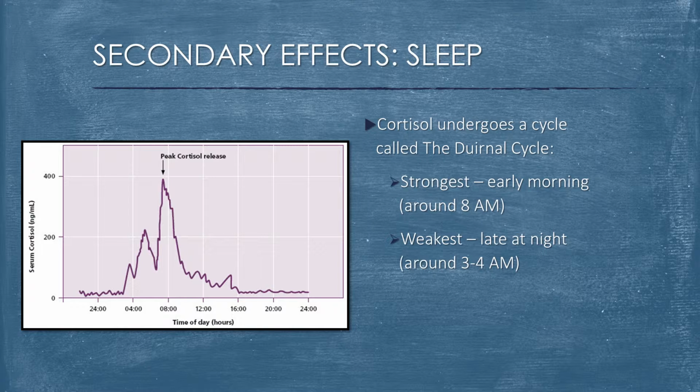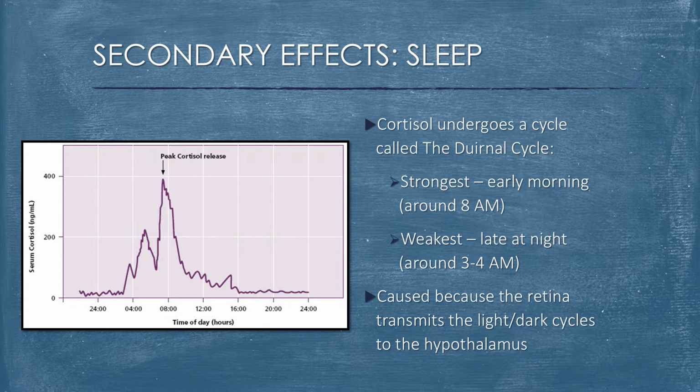Around 3 to 4 a.m. in the morning, it's at its lowest. And when you go to bed even, it's nearing its lowest point. Now this is caused because the retina transmits the light and dark cycles that you're living on a daily basis to the hypothalamus. And again, the hypothalamus is the beginning of that chain to synthesize cortisol.